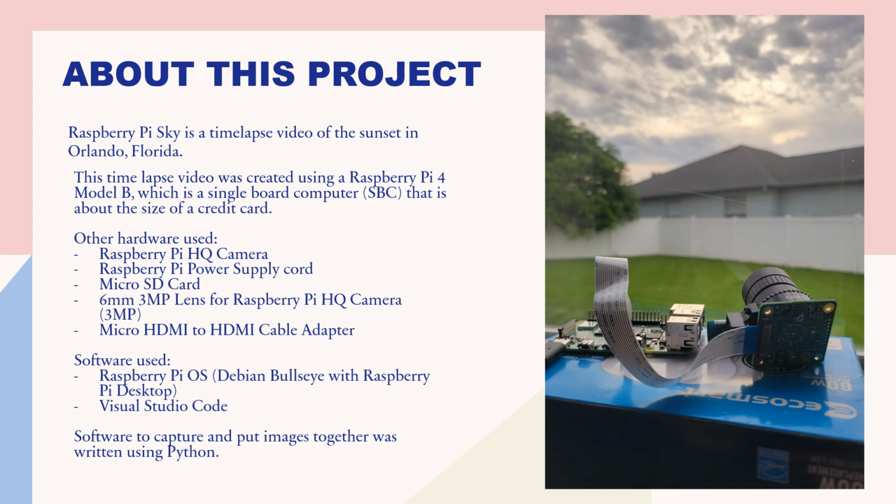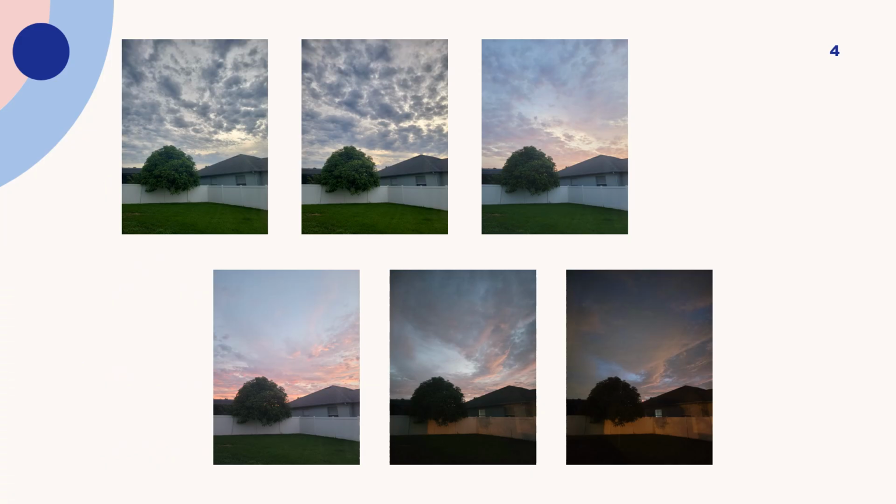To program the SD card and create the time-lapse, I used two types of software: the Raspberry Pi operating system with Raspberry Pi Imager and Visual Studio Code. On the right here, you can see my setup with my Raspberry Pi and the camera, and how I took my time-lapse pictures. Here is a small sample of the pictures that I collected. Overall, I took about 860 pictures.